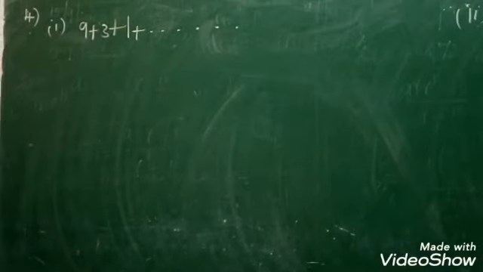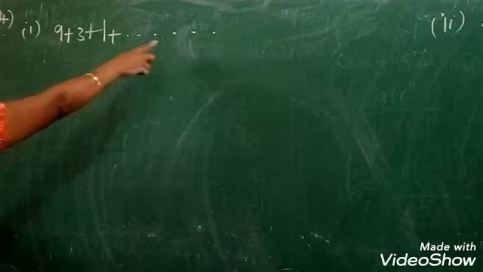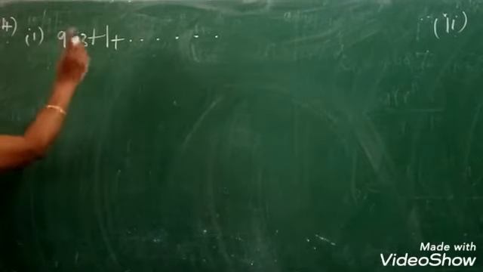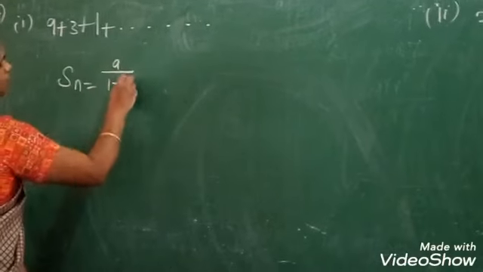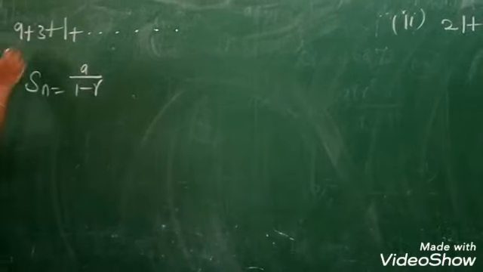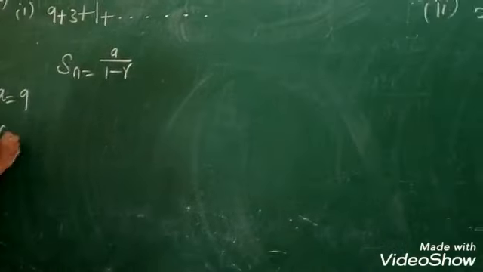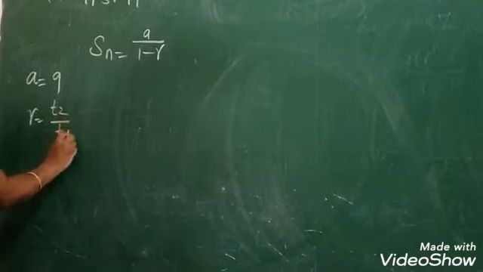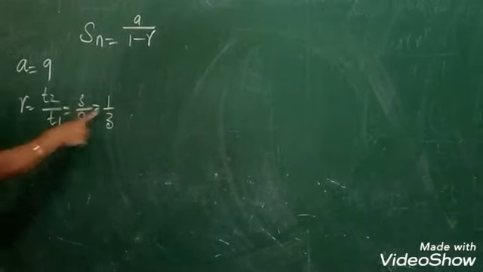Fourth sum: find the sum to infinity of 9 plus 3 plus 1. It is going on to infinity. What is the formula for infinity? Yes, S infinity is equal to A by 1 minus R. This is the formula, girls. Yes, from the series we have to take A is equal to 9, R is equal to second term divided by the first term. What is the answer? Yes, 1 by 3. Okay.